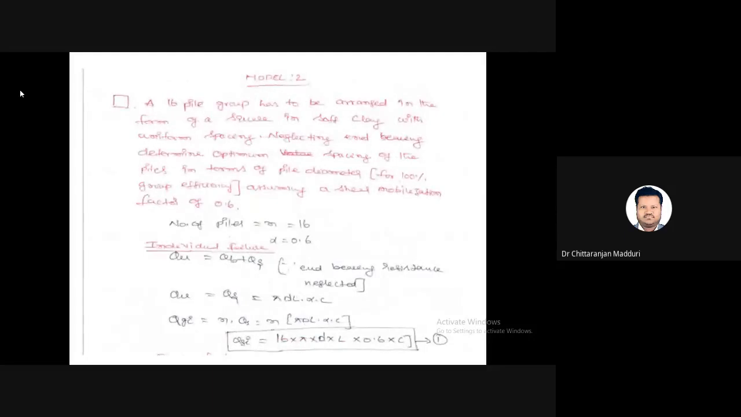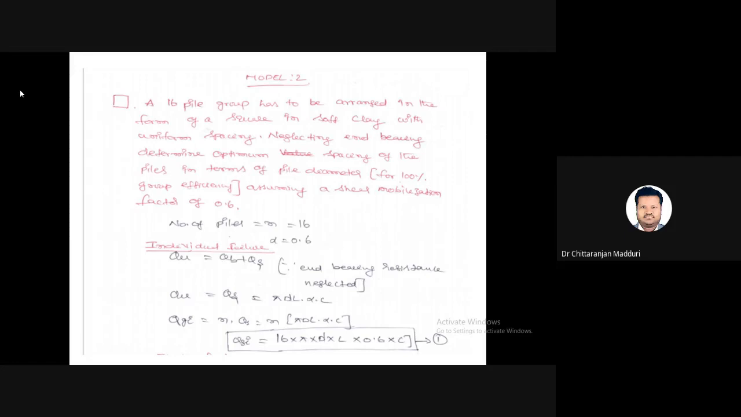So the second problem: a 16 pile group has to be arranged in the form of a square in soft clay with uniform spacing. Neglecting end bearing, determine the optimum spacing of the piles in terms of pile diameter for 100% group efficiency, assuming a shear mobilization factor of 0.6. So we need to find the spacing of the piles. For optimum spacing, both are equal. So 100% group efficiency means the individual pile capacity is equal to the group capacity. In the problem it is also mentioned to neglect end bearing capacity.